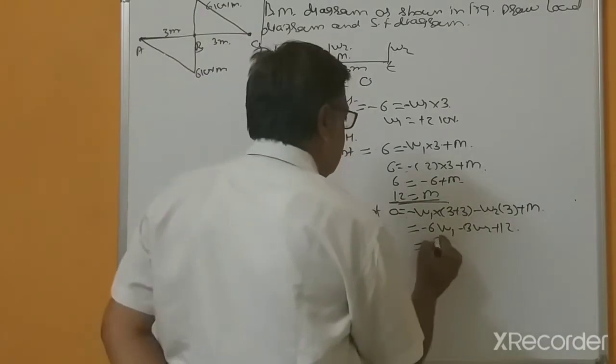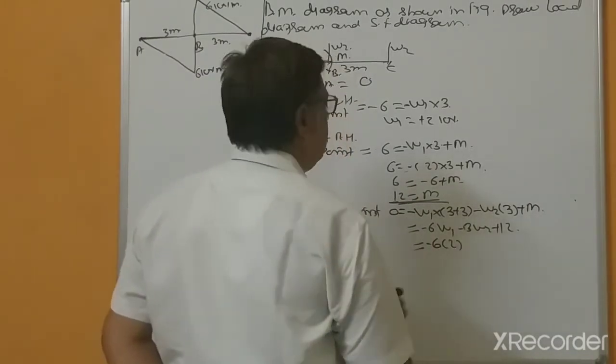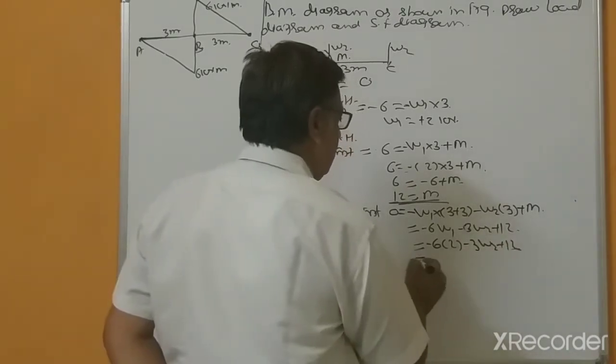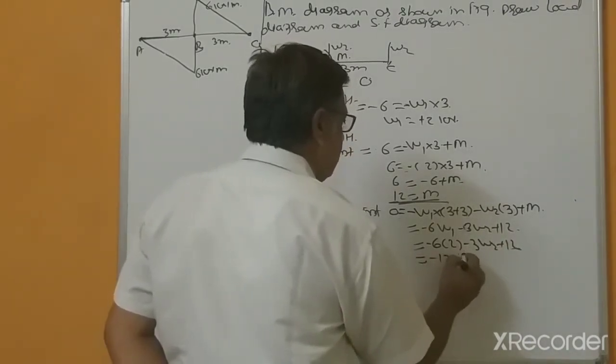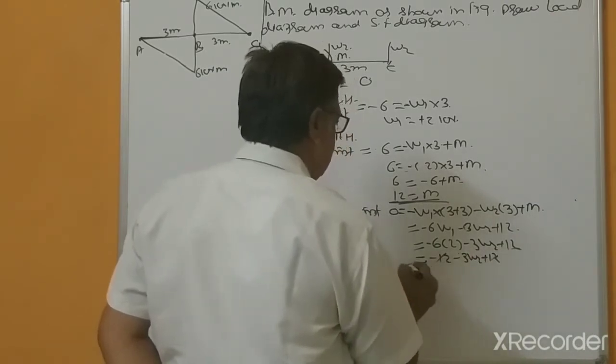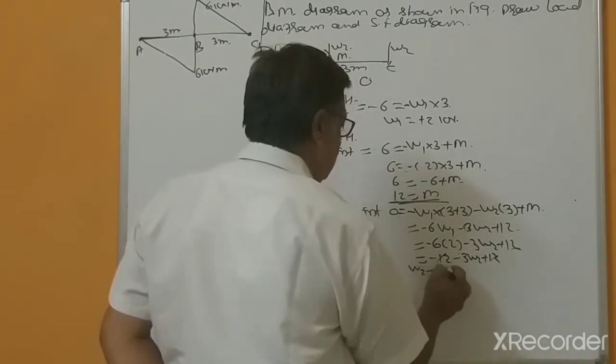Minus 6 into 2, 3W2 plus 12. This is 12 minus 3W2. So this will get cancelled. W2 equal to 0.